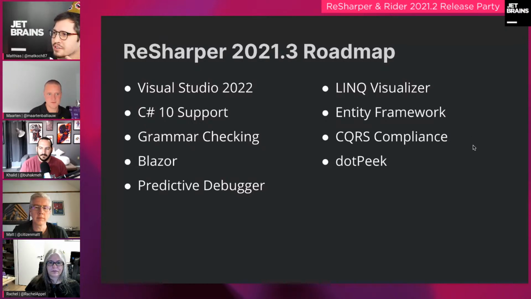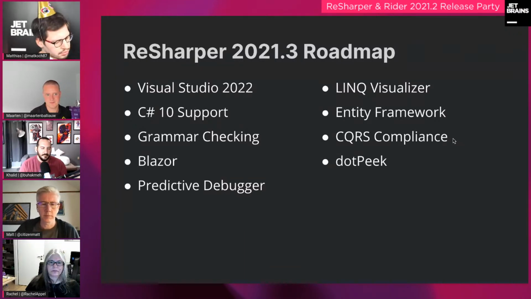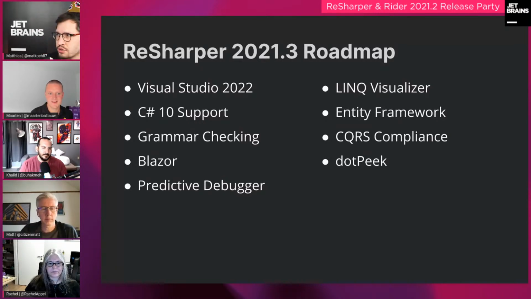CQRS compliance. That actually came from the community, I mean, the issue with the request, and we're slowly starting with a couple of things. So I think the first thing we want to start with is an inspection that makes sure that one command doesn't directly call another command. And for .peek, it's support for all the new C# or .NET things, basically, which I think involves native ints, async disposable, records, and all that stuff.